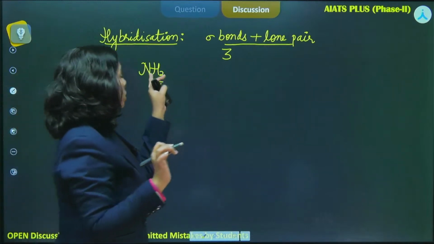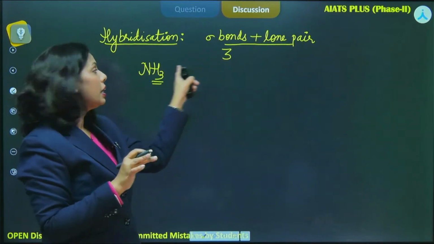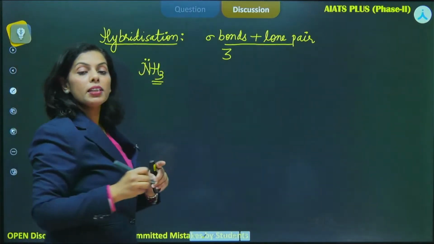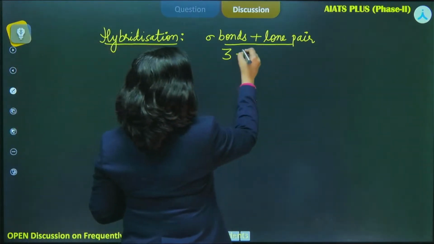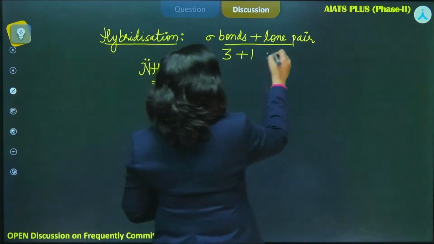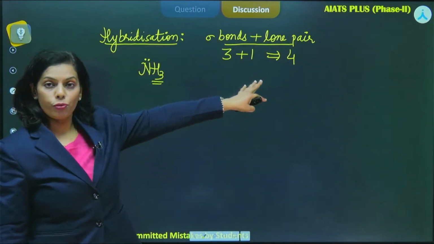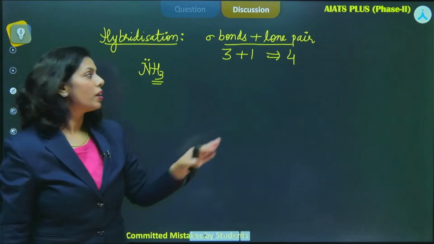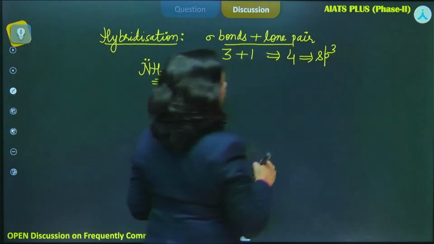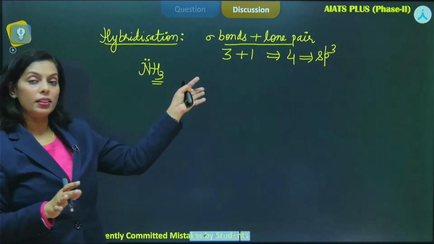Okay, now nitrogen, the valence shell has 5 electrons, 3 are involved in sigma bonding with hydrogen atoms. Then how many lone pairs are left? Definitely 1 lone pair is left. So 3 sigma bonds, 1 lone pair. Done. Now the steric number comes to 4 here. Okay, when the steric number is 4, then what would be the hybridization? This leads to the hybridization sp3, right? Got it? If you are able to understand, that's okay.